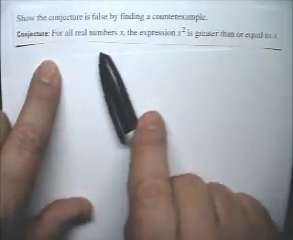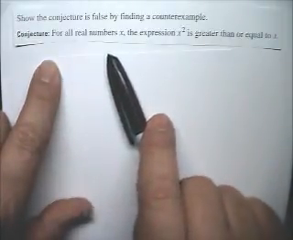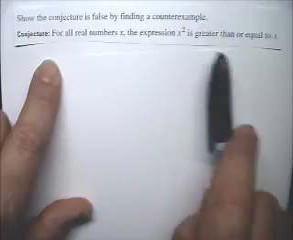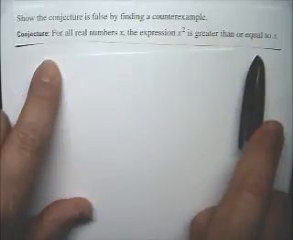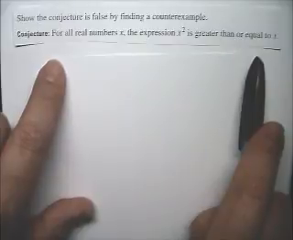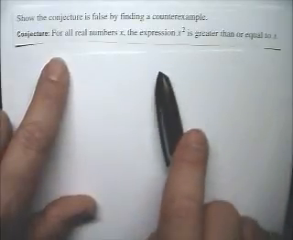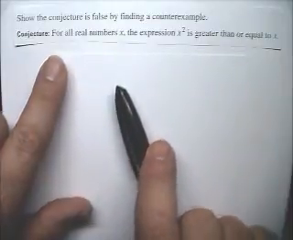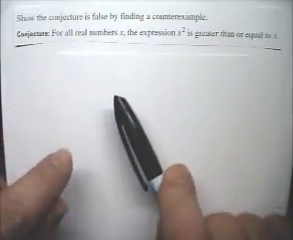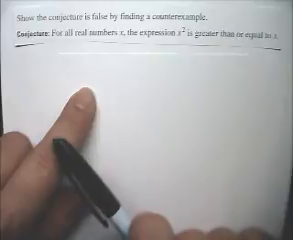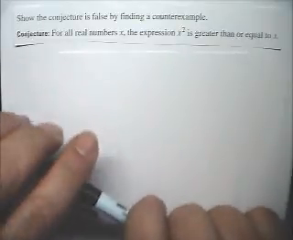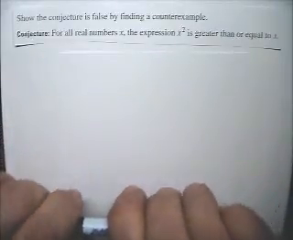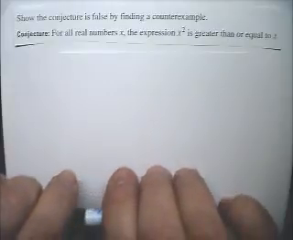If you're making this conjecture that any number, when you square it, is greater than or equal to it, then you're saying it's true all the time, because you say for all real numbers. So if you find one time when this thing is not true, then you're proving that it's false. Or I guess you're disproving it.